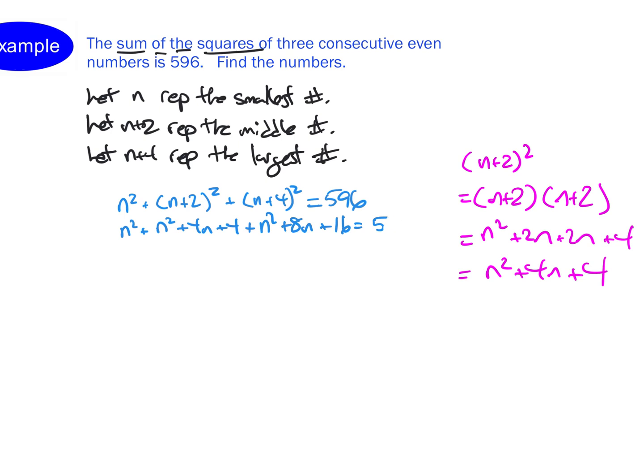So it's like 3n squared plus 12n plus 20. So we got 3n squared plus 12n plus 20. That's correct. And then we're going to bring the 596 over so it becomes negative, and then we're just going to put that together.